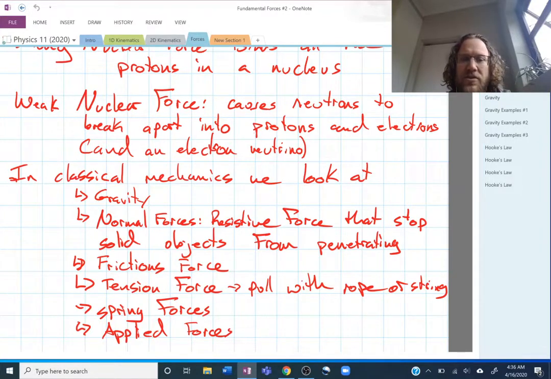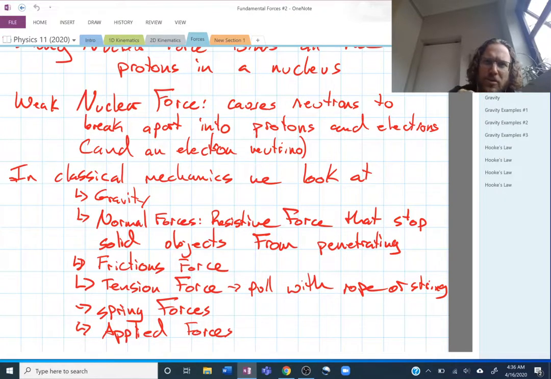Frictional forces. So frictional forces are forces that slow things down when they're sliding against each other or rolling, like on a bicycle. Tension forces are forces where we push or we pull with a rope or a string or sometimes a chain.